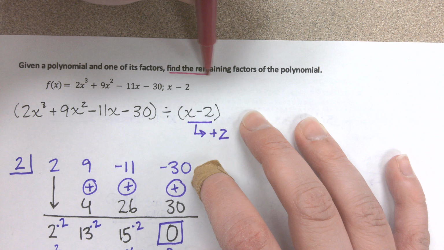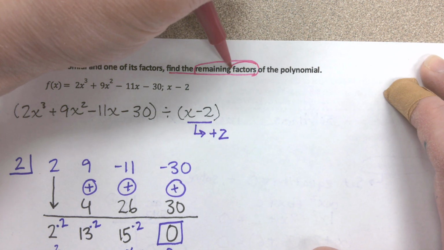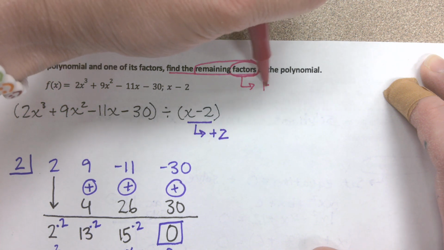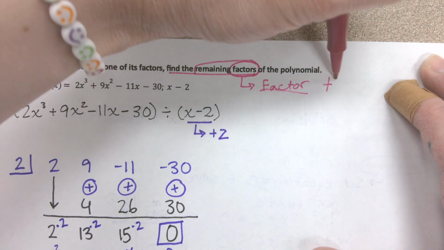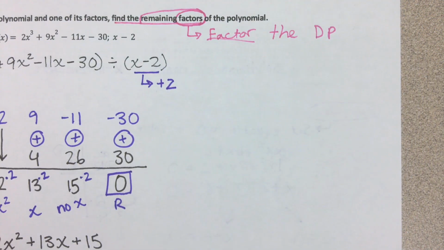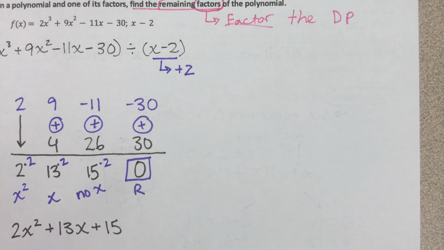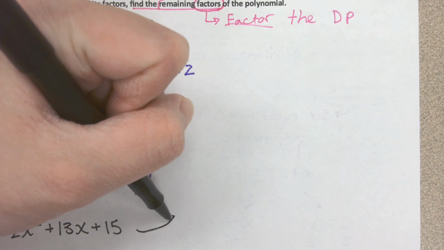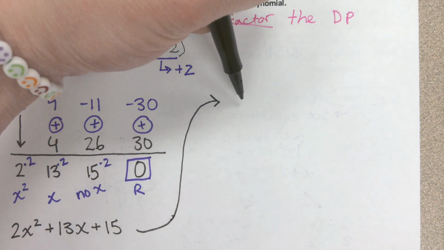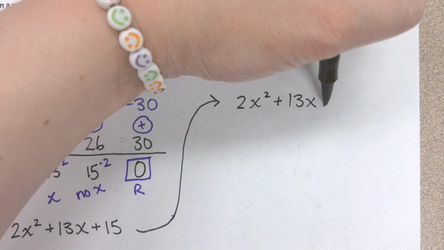Says find the remaining factors. Again, remaining factors. And specifically the word factors. Factor the DP. And that's all we have to do. Again, you have to pay attention to the directions. So now I'm going to take my DP up here. 2x squared plus 13x plus 15.